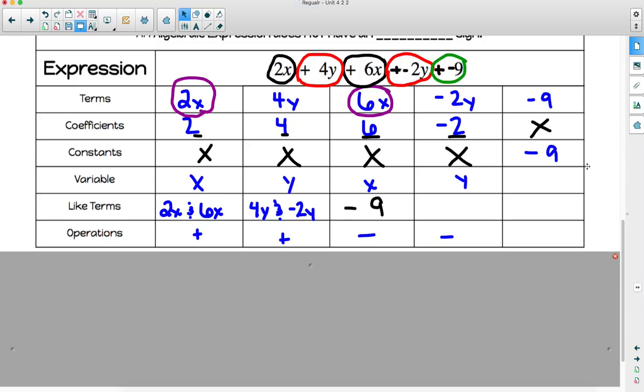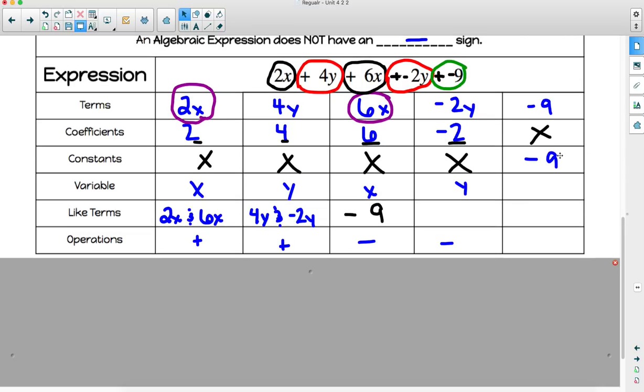Okay, so then the last one is just to ask you to identify the operations. So here you have an addition, addition, subtraction, subtraction.